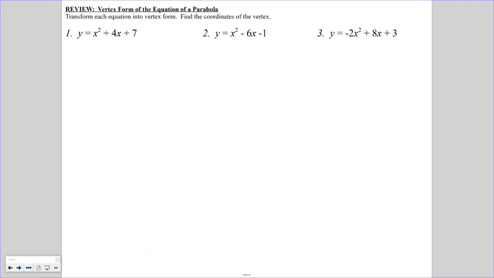So just a quick review of vertex form of the equation of a parabola, because you guys are going to be graphing quadratic asymptotes in just a minute, and it's always easier if we can write that equation in vertex form so that we can graph it a little bit easier.